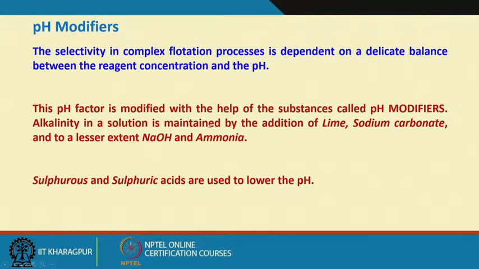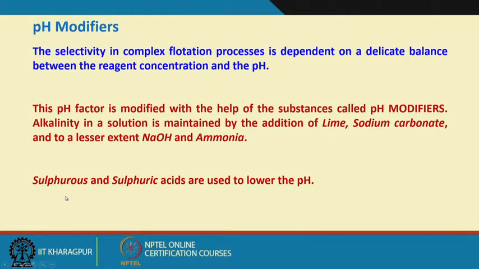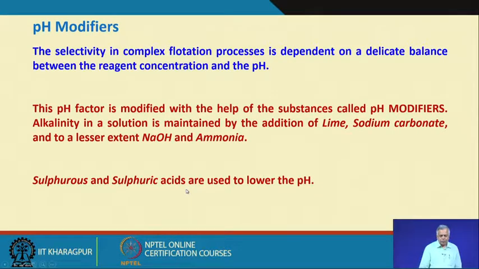Alkalinity in a solution is maintained by the addition of lime, sodium carbonate and, to a lesser extent, sodium hydroxide and ammonia. Like, if I want to maintain an alkaline pH, I can use all of these. Similarly, if I want to lower the pH, then we can use sulfurous and sulfuric acids in dilute concentrations for lowering the pH.